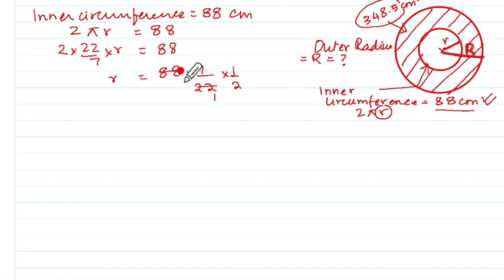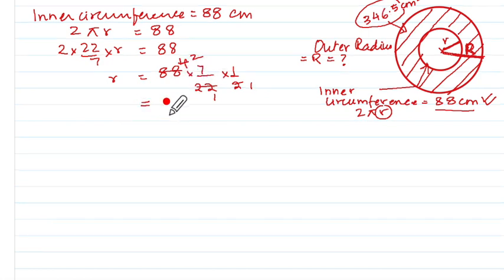Now 22 goes 4 times. This goes twice here. So r is equal to 14 centimeter. Now we are going to take this, which is area of the ring. Area between the concentric circles is area of ring. And that area of ring will be the bigger area minus the smaller area, correct? So bigger area will be pi big R square minus this will be pi small r square. Pi will be common and you will get R square minus r square.